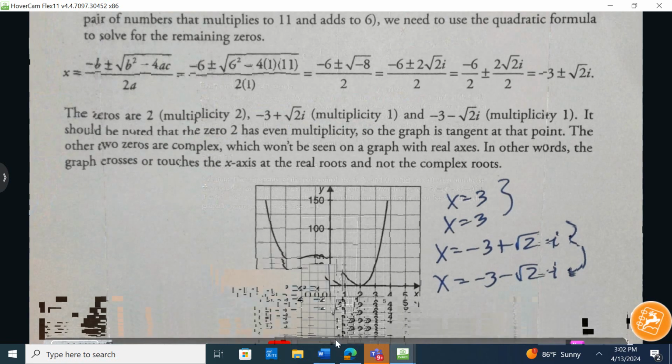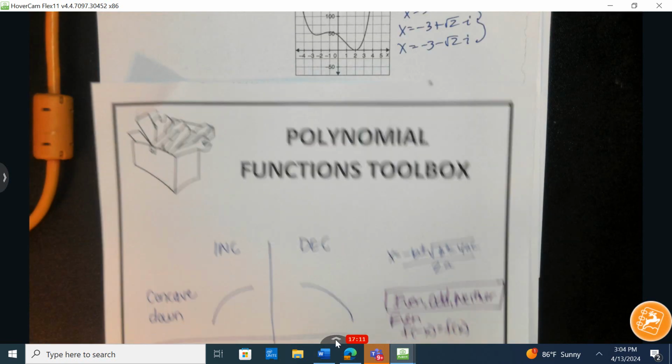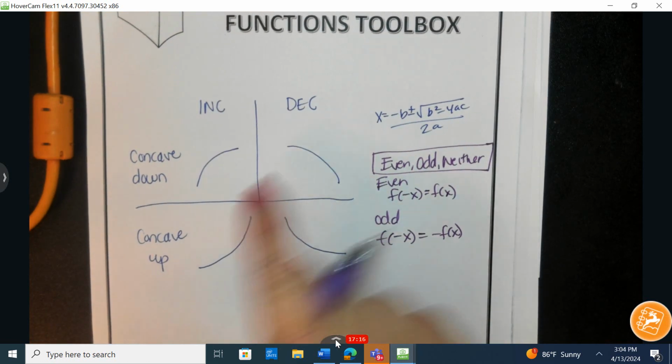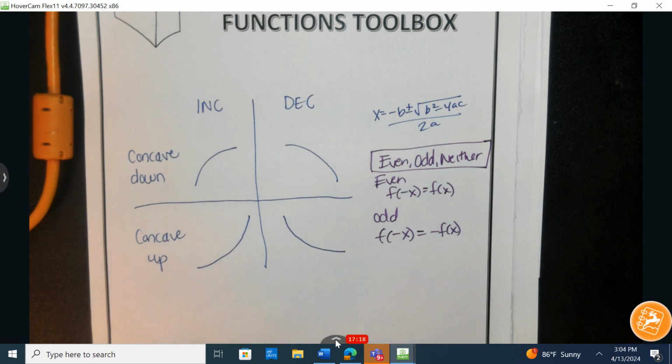Great. Next part is even or odd functions. You definitely want to take this back out. If you've not added this into your front cover, please do so. These are important key things. Please take time to write this down.